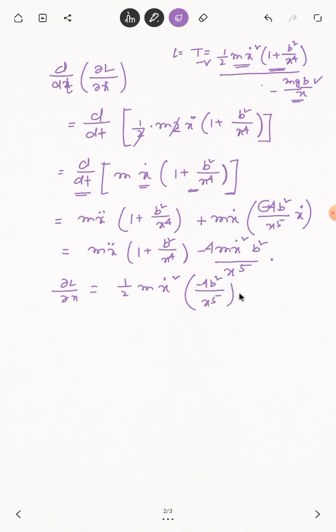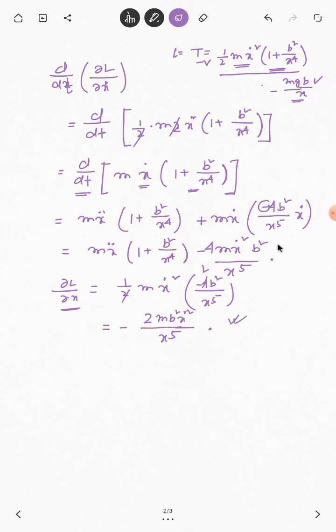Here we should not have x dot, x dot will not be here because we have taken the derivative with respect to x partially. So this term will remain the same, just these two will cancel with 4, and ultimately we get minus 2m b square x dot square divided by x to the power 5. This result will be clear.